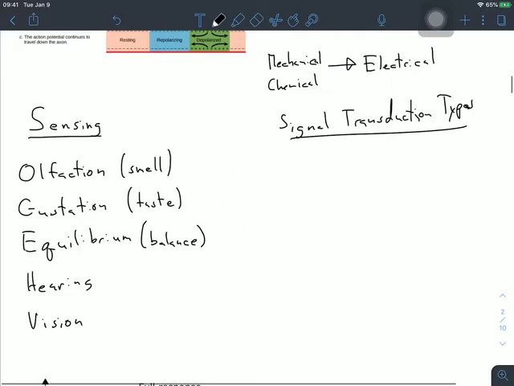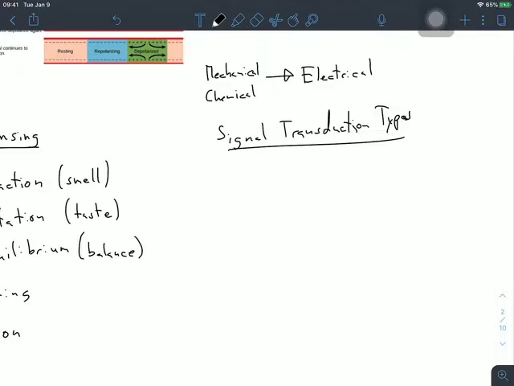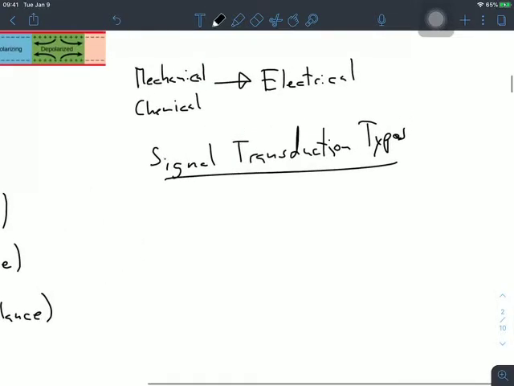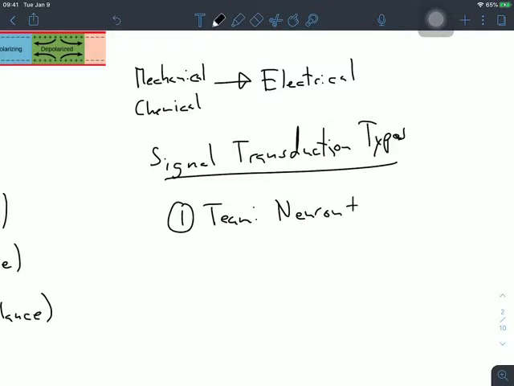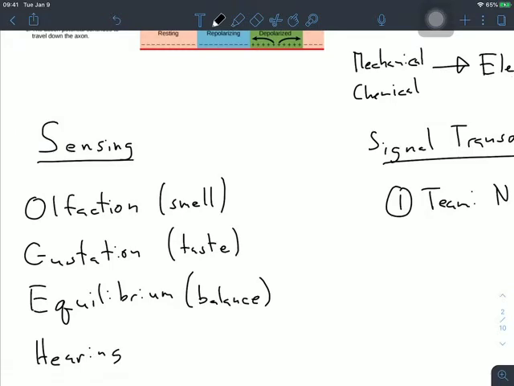And keep in mind that all 5 of these operate on this principle of turning a mechanical or a chemical stimulus into some sort of electrical stimulus within your neurons. The signal transduction types that we see within these 5 different senses vary. They either are a team effort, meaning that there is some sort of neuron plus receptor, because you do need some sort of specific way of detecting things like the elements that make you smell or the elements that make you taste.